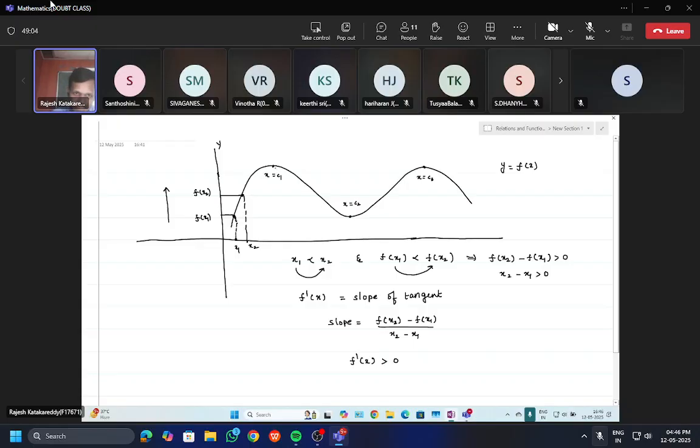Now this function is increasing till c1, right? Till c1, f dash of x is greater than 0. After c1, it is decreasing, and f dash of x is less than 0. Now, in this process, we are calculating the points where f dash of x is equal to 0. That is a horizontal tangent or stationary value, or we will call it a turning point.